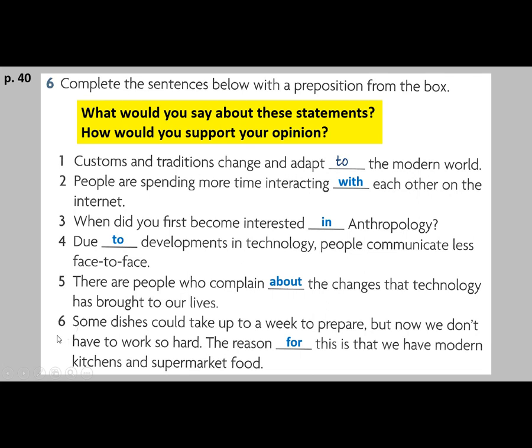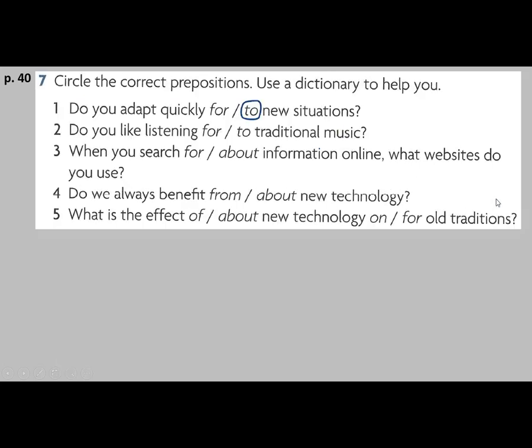So what would you say about the other statements? And how would you support your opinion? Let's look at one more example. Circle the correct prepositions. If you need, you can use a dictionary to help you. Pause the video now and come back to check the answers. All right, here are the answers in 3, 2, 1.